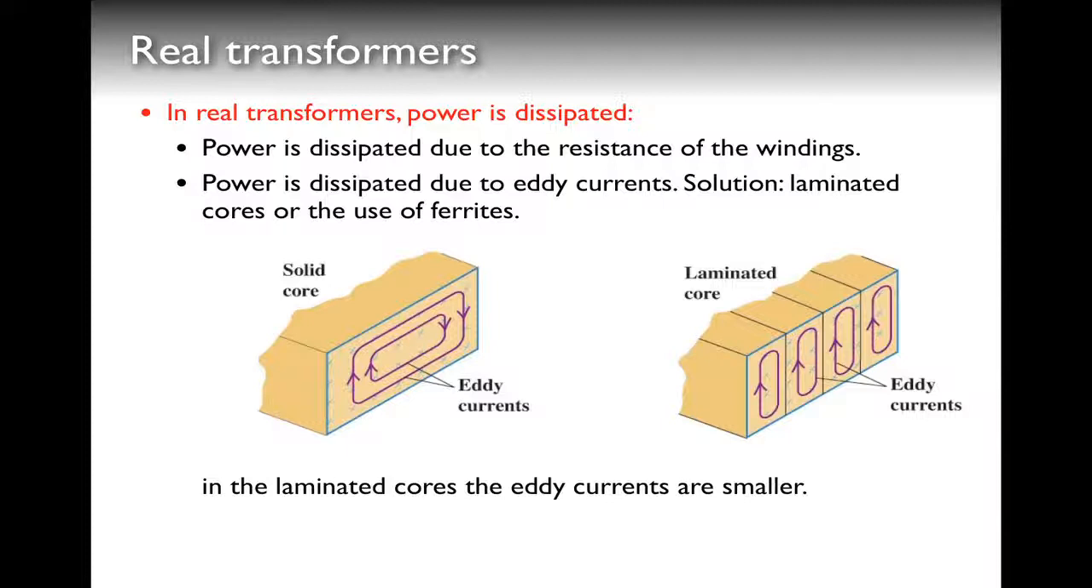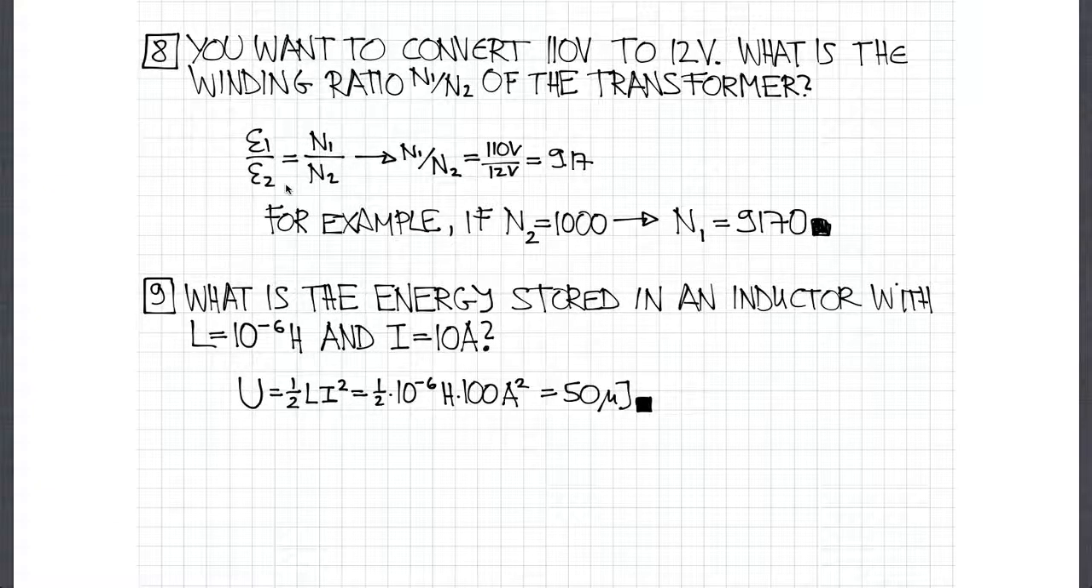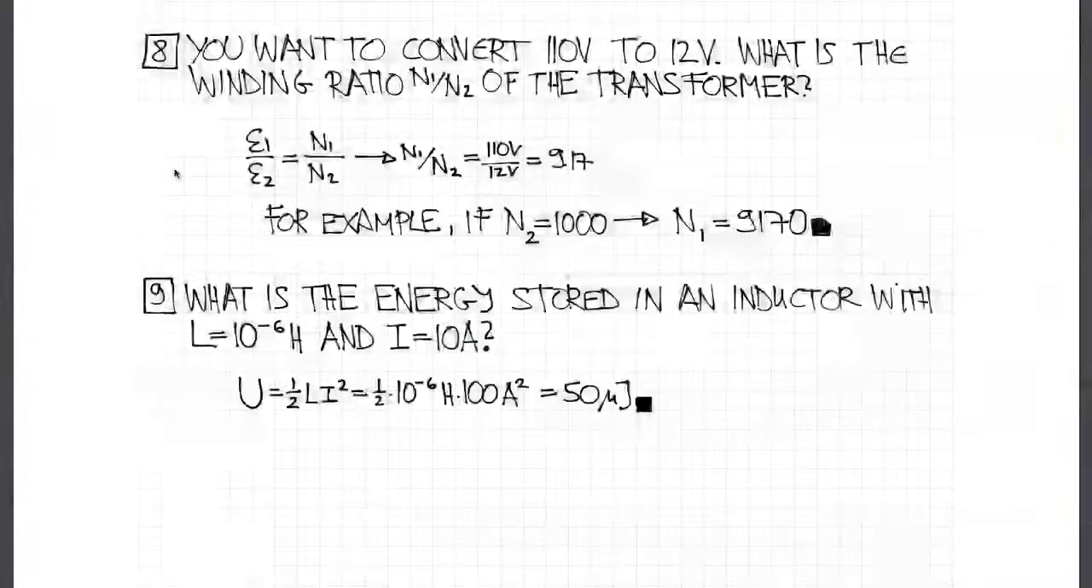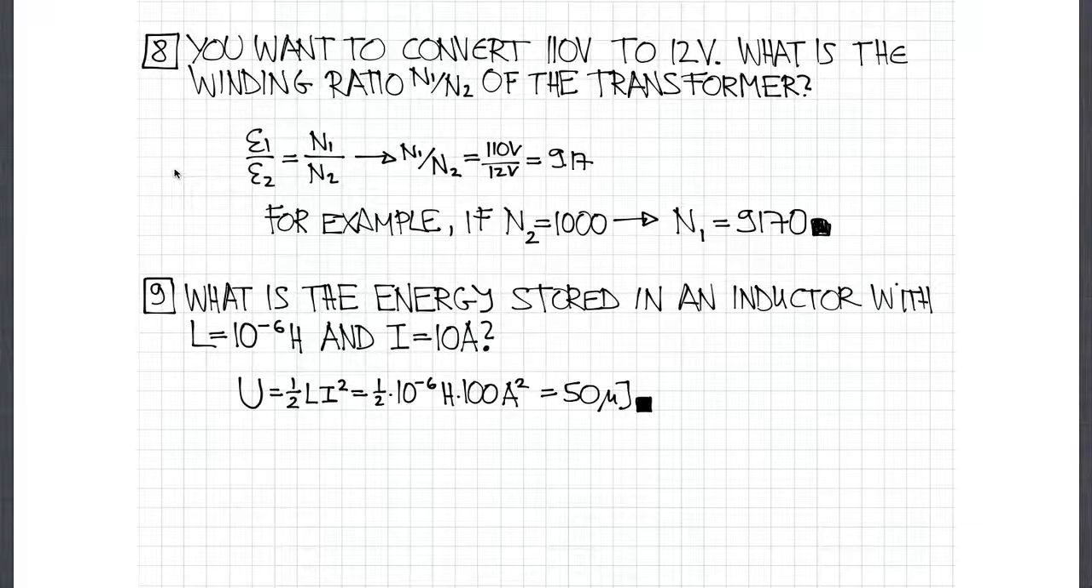Now let me show you a calculation using a transformer. The goal is to convert 110 volts to 12 volts, and the question is, what is the winding ratio of the transformer? We use the equation for transformers that E1 divided by E2 is going to be N1 divided by N2. So we just look at the ratio N1 over N2, and this is going to be 110 divided by 12 volts, which gives you 9.17.